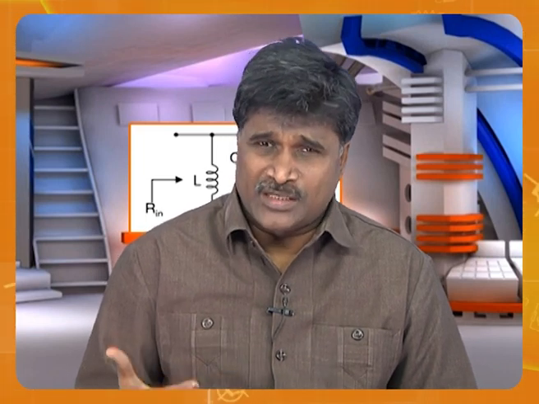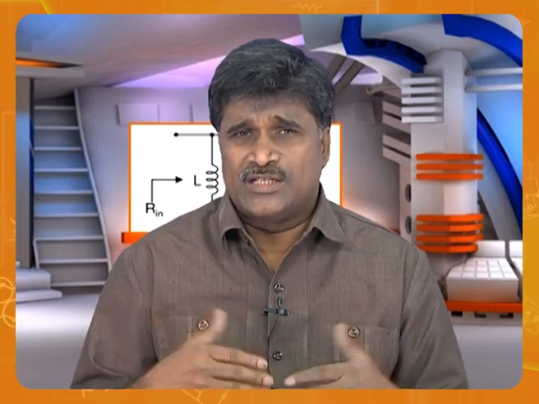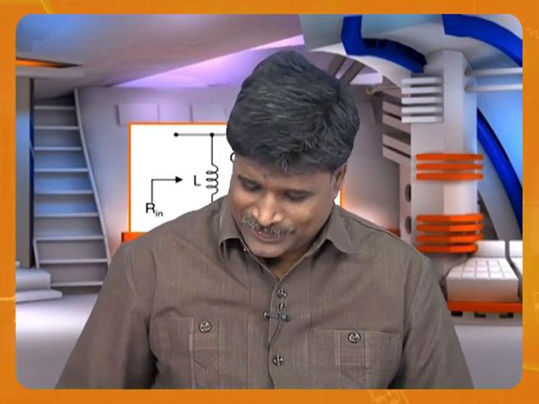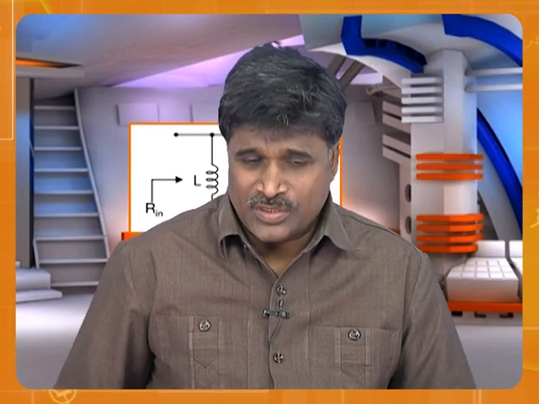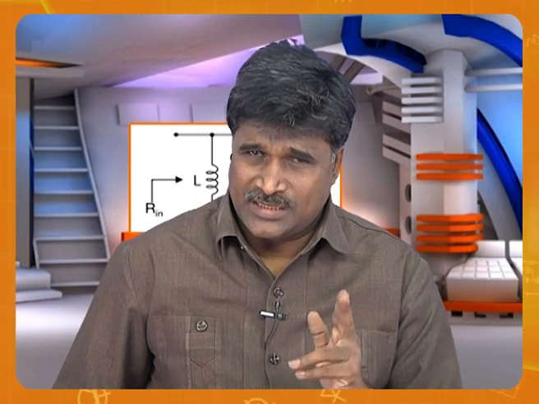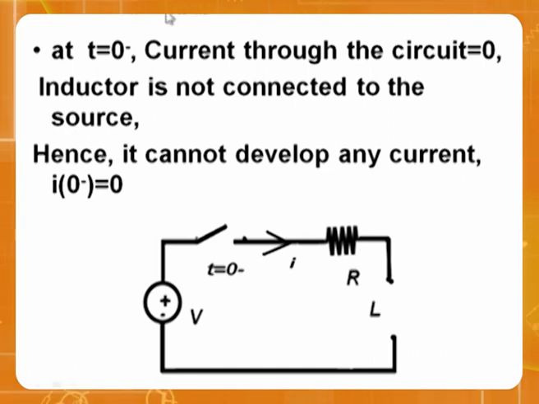If you keep it for a long time, they charge fully. When the inductor charges to full current, it is a short circuit. When the capacitor charges to full voltage, it is an open circuit. So therefore, we are going to see three times: 0 minus, 0 plus and t greater than 0. So please observe one by one. Here I am talking about 0 minus. What is 0 minus? Just before t equal to 0.